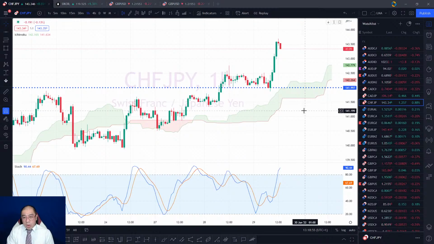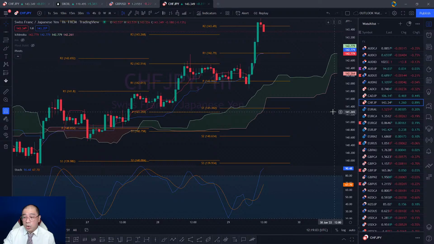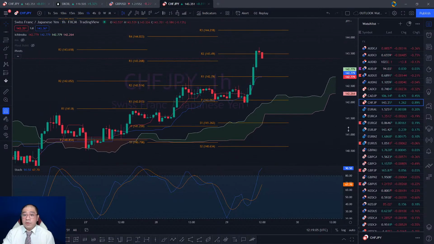Should you go short Swiss yen? I don't think it's a great idea, but let's check on pivots as well. How far can Swiss yen go today? 144 is at around resistance 3 as well. I don't think we're going to be looking at 144 tonight, maybe tomorrow morning, Asian session probably.